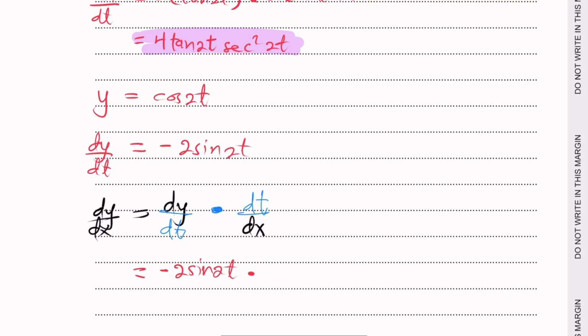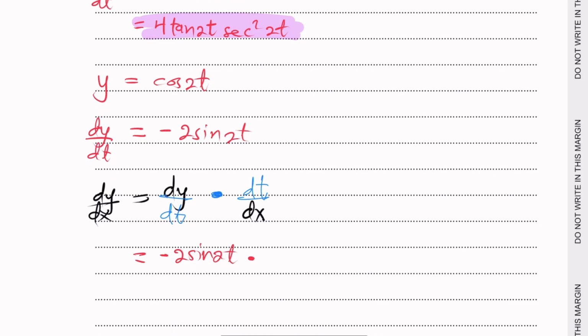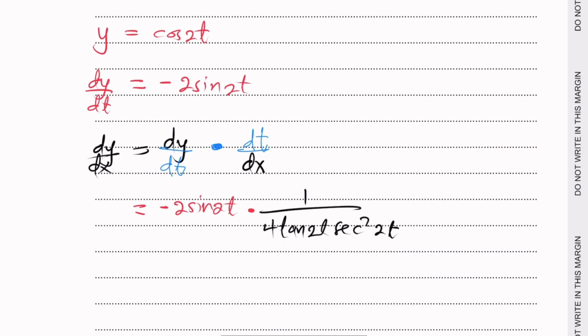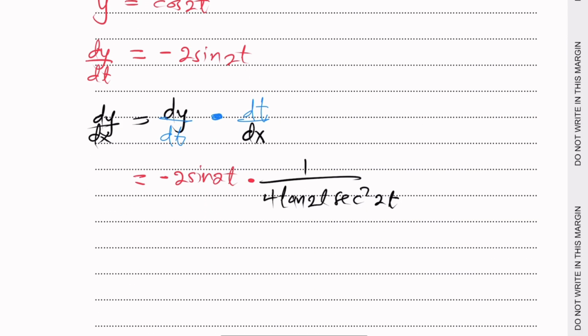So dt dx will be a flipped form of this argument. So 1 over 4 tan 2t sec square 2t. Now, as you can see, nothing really cancels. So what we can do is to simplify this side. Okay, let's simplify that.